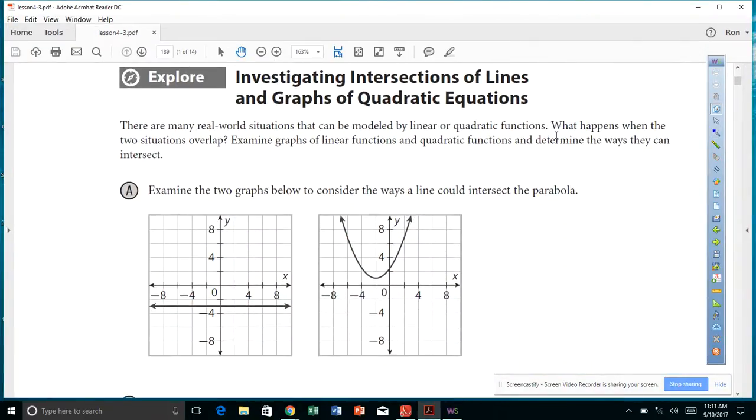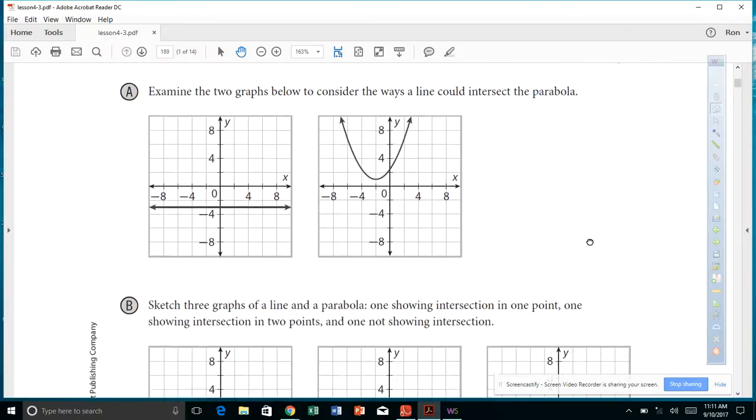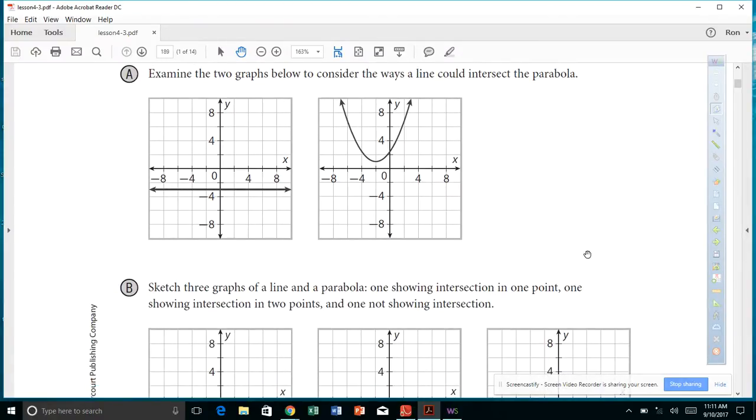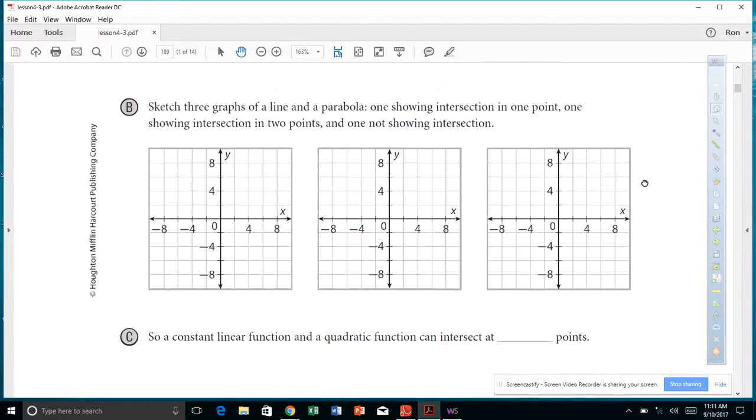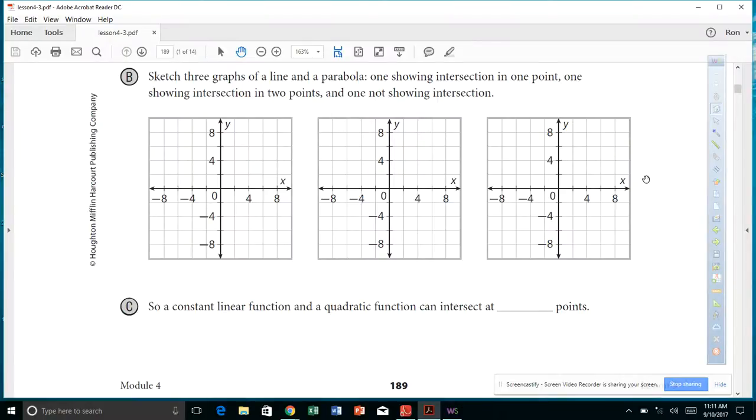Investigating intersections of lines and graphs of quadratic equations. There are many real-world situations that can be modeled by linear or quadratic functions. What happens when the two situations overlap? Examine graphs of linear functions and quadratic functions and determine the ways they can intersect. So A here, examine the two graphs below to consider the ways a line could intersect a parabola. B, and I'll let you answer those to yourself.